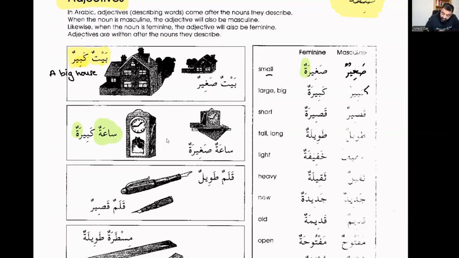Now let's go to the one down. This is missing here, but I will do it here. If you want to say something is big, how do you say this word? Kabirun. Now, if I'm saying something is big, but the thing I'm talking about is a female word, what do I add to it? Kabiratun. That's it. Next one. You say something is short.